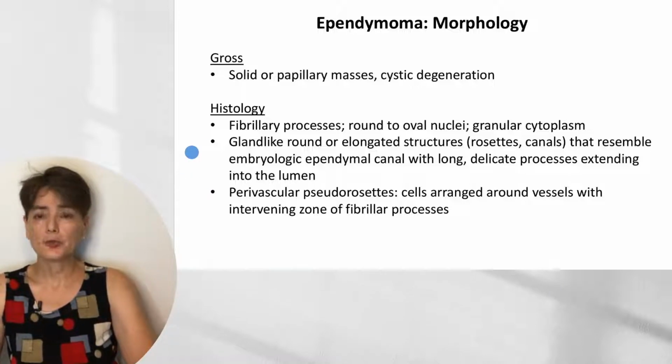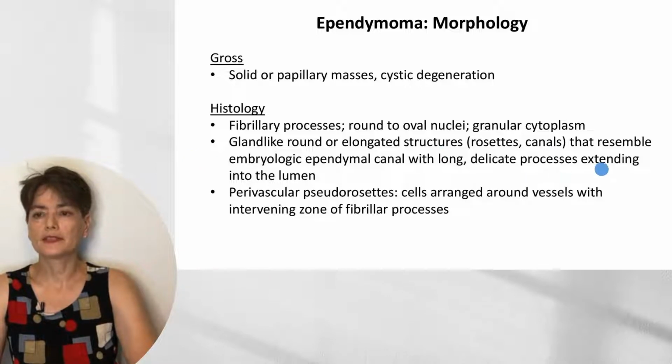So in rosettes, we have gland-like round or elongated structures that resemble the embryologic ependymal canal, and they have these long, delicate processes extending into the lumen. We can also get these perivascular pseudo-rosettes in which cells are arranged around vessels with intervening zone of fibrillar processes.